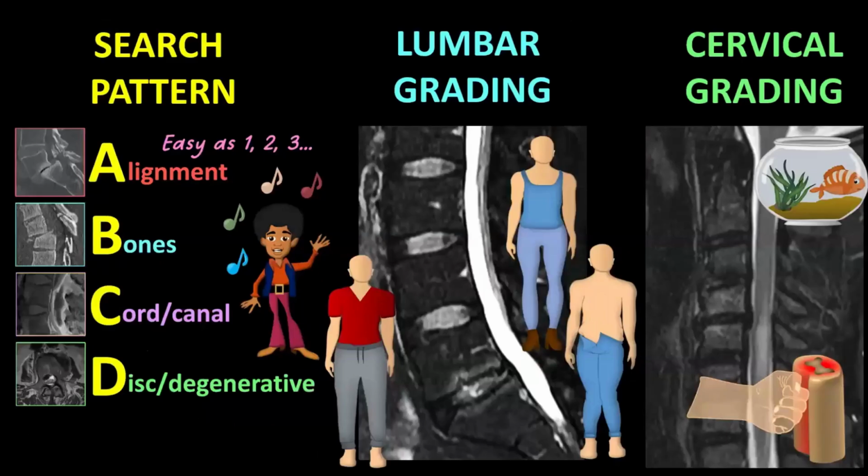So we've talked about how to approach the canal with your degenerative spine with our A, B, C, and D. We've talked about simple, easy, reproducible ways to grade cervical and lumbar degenerative findings without having to break out your calipers.